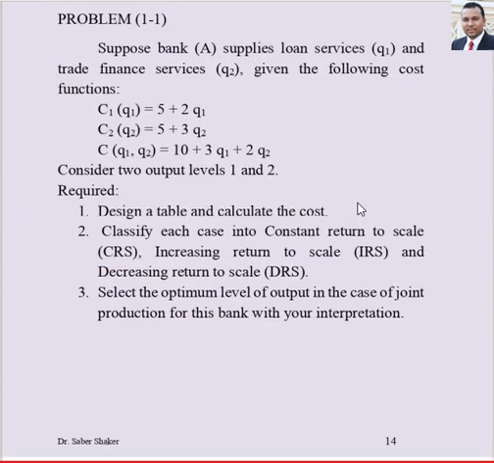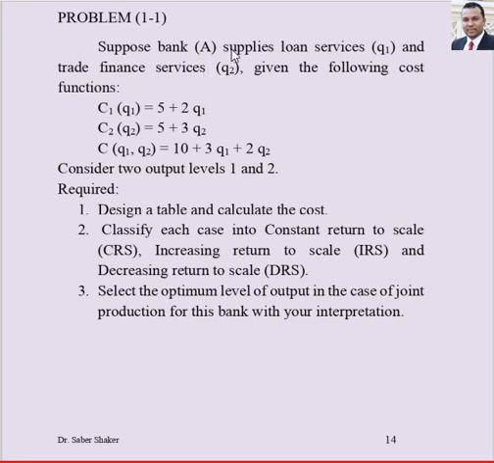Okay, problem number one. Suppose bank A supplies two services: loan services Q1 and trade finance services Q2. The following equations are C1, C2, and C for joint production of Q1 and Q2. C1, the cost for the loan services, equals 5 plus 2Q1. The 5 is fixed costs and 2Q1 is variable costs. So this is the cost function for loans. The cost function for trade finance, product number 2, equals 5 plus 3Q2. So 5 is fixed costs and 3Q2 is variable costs.